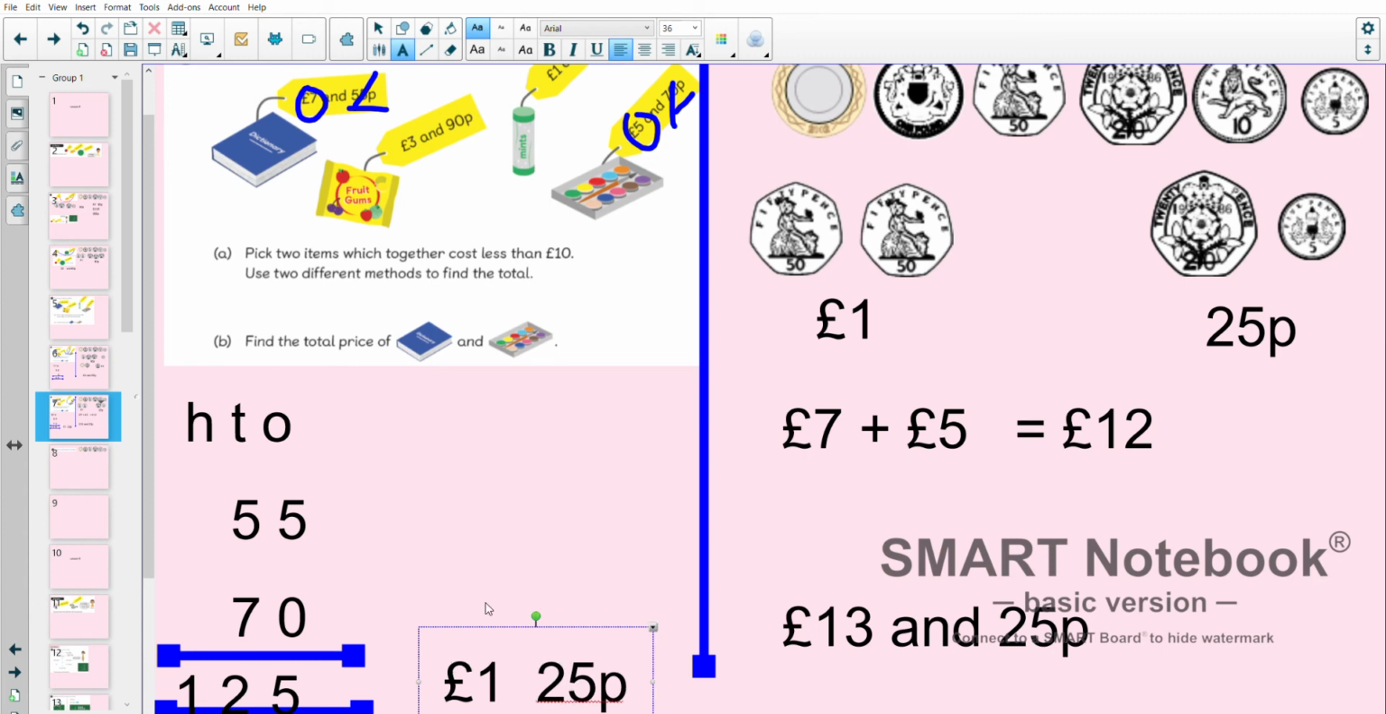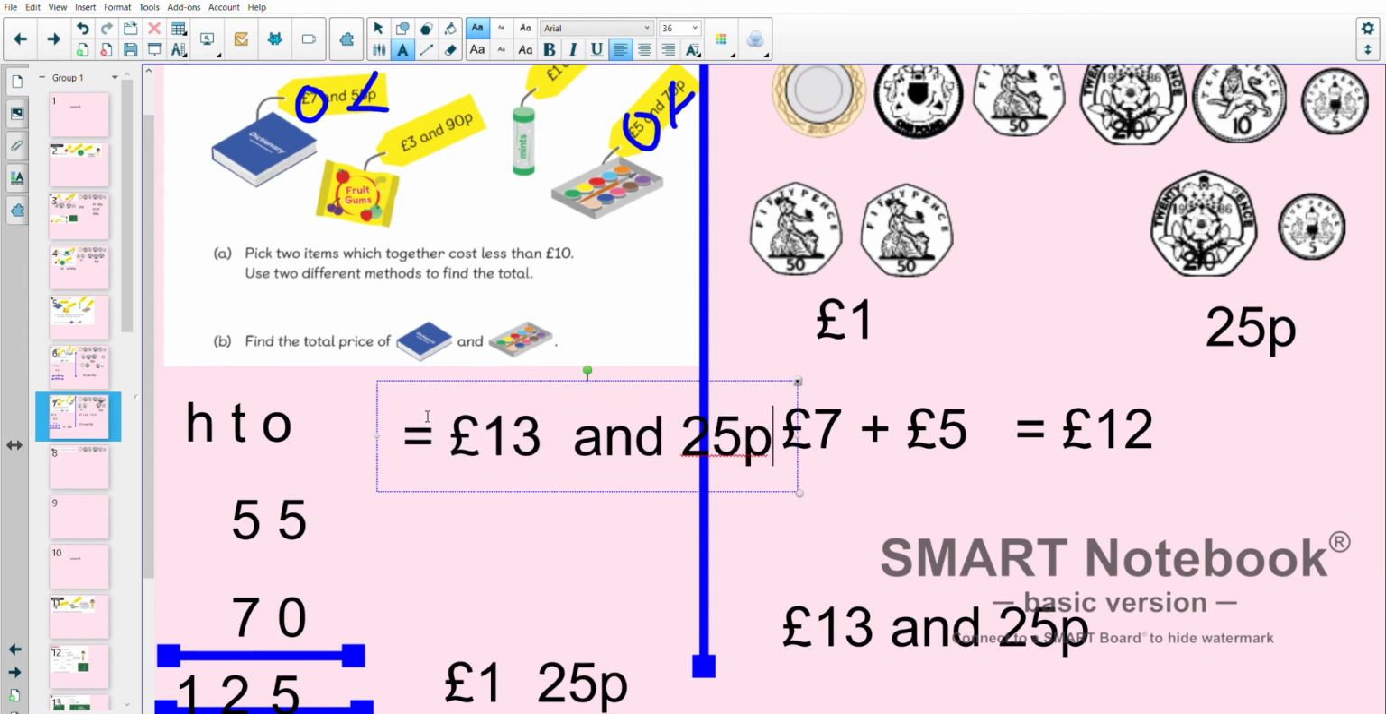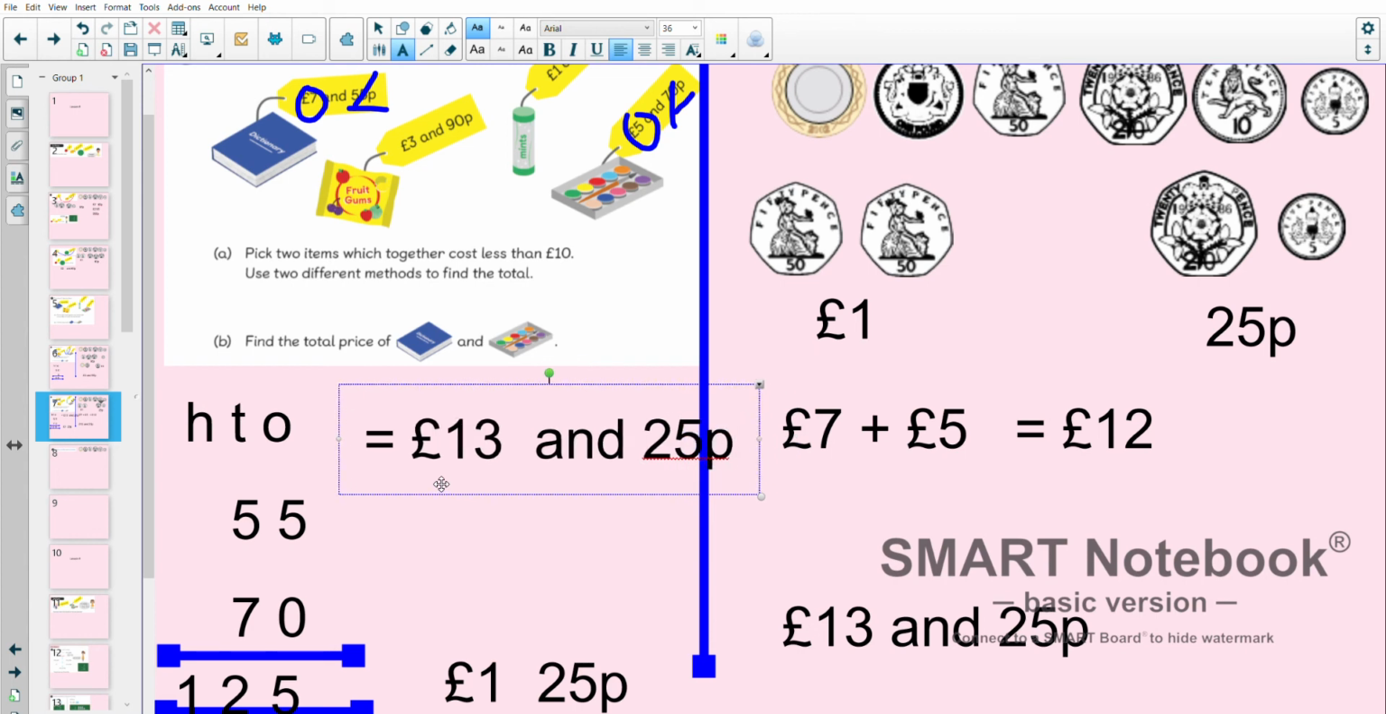Add this on to the £7 and the £5. £7 and £5 is £12. Add the £1 is £13, and you get the answer of £13 and 25 pence. Okay.